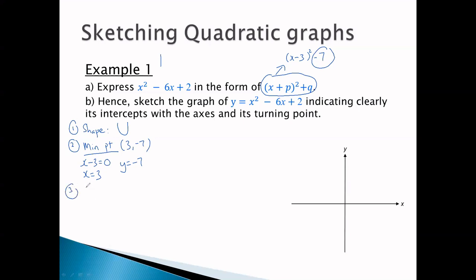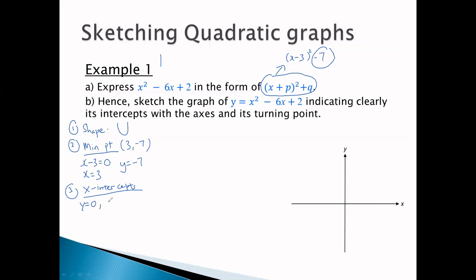Thirdly, I need my intercepts, right? So I need my x-intercept first. Most likely, there will be two x-intercepts. So at the x-intercept, which is on this x-axis here, the y coordinate must be 0. So y equals 0.